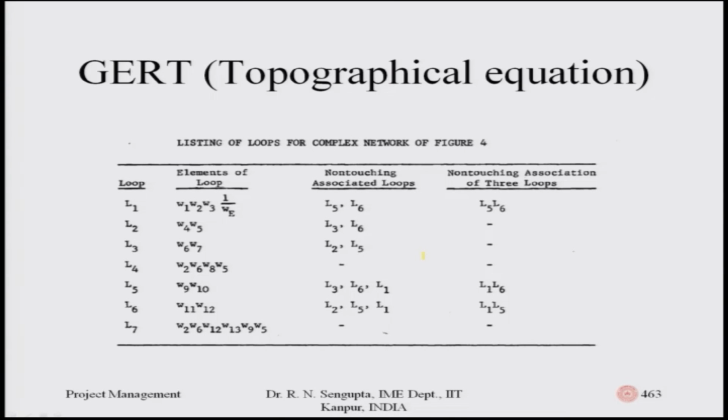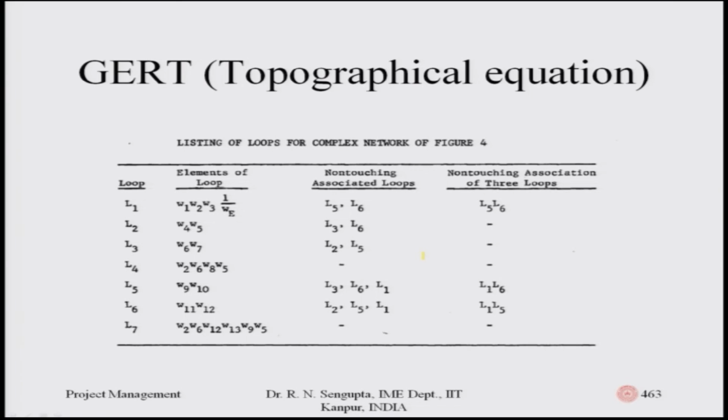So, listing the loops for the complex network which was just discussed. There would be loops, as I mentioned, if you go back to the slide you will understand, loops L1, L2, L3, L4, L5, L6, L7. The elements of the loop, considering the W functions, the first one would be W1 into W2 into W3 divided by 1 by WE, which is the equivalent value of W, how you found out. And the last value, depending on the W values, would be W2 into W6 into W12 into W13 into W9 and W5.